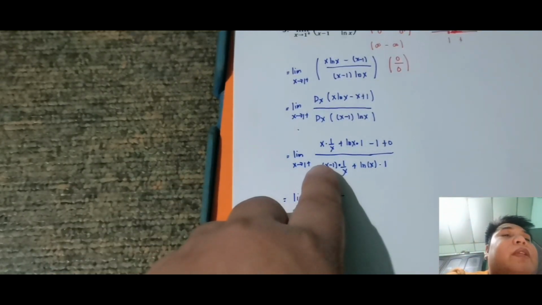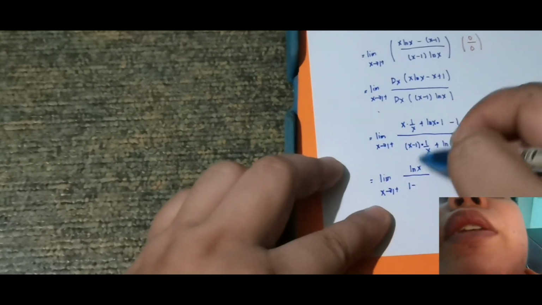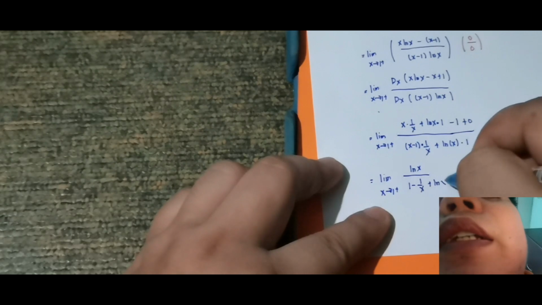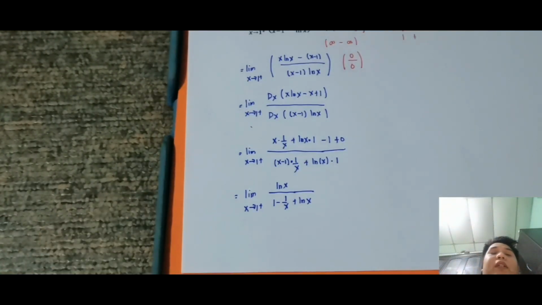All over x times 1 over x, 1. No, simplify ko lang. 1 minus 1 times 1 over x is 1 over x plus ln of x. Okay, no? So, sinimplify ko siya sa ganyang part. So, next is, syempre, ilagay natin ulit, isubstitute ulit natin yung 1. So, check na natin, no? Since na-simplify, check mo na.